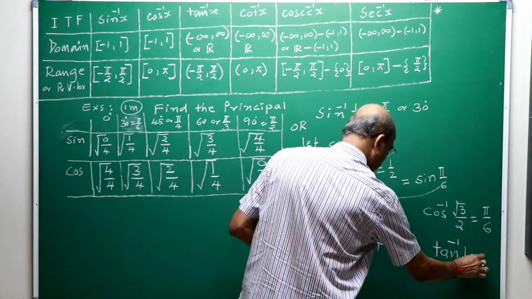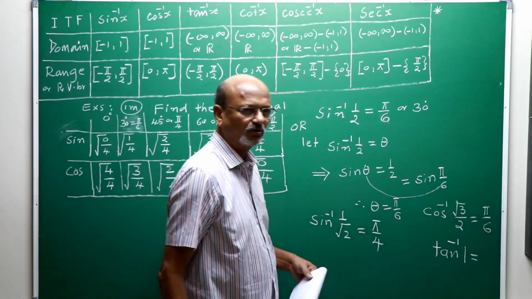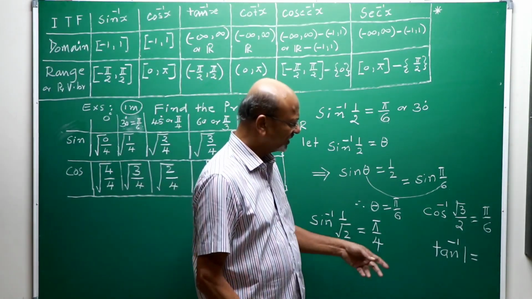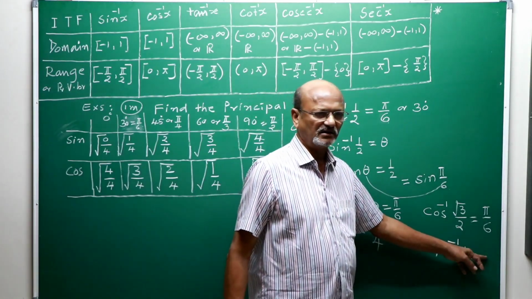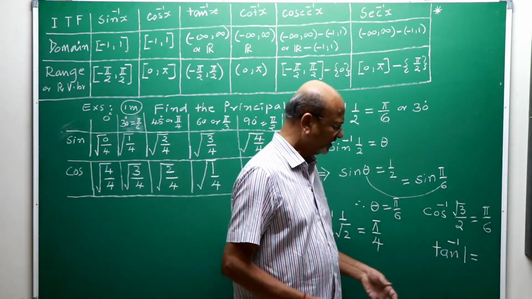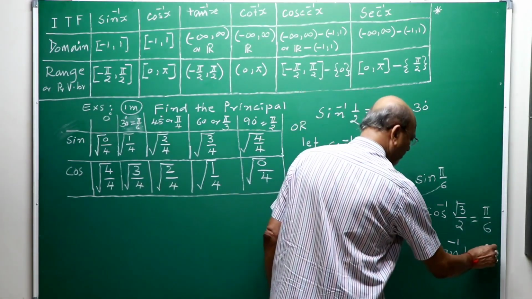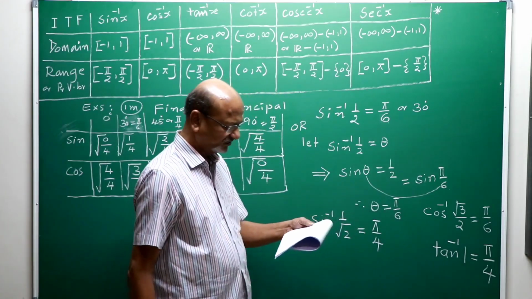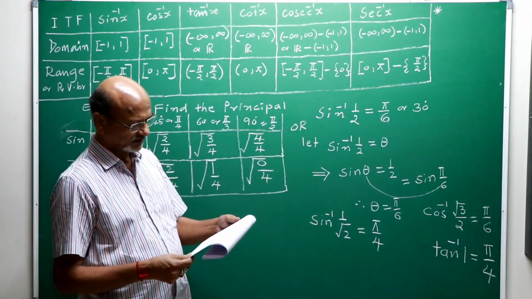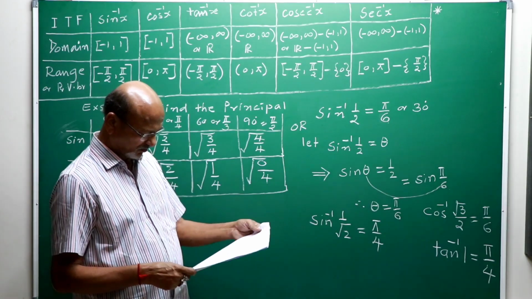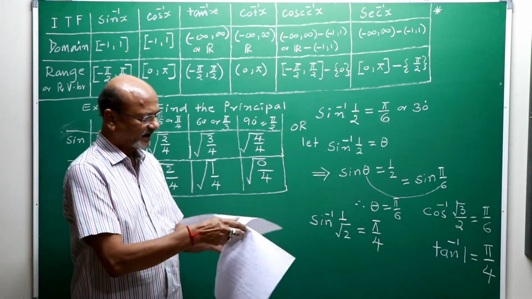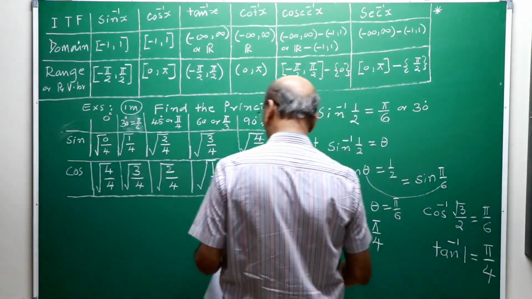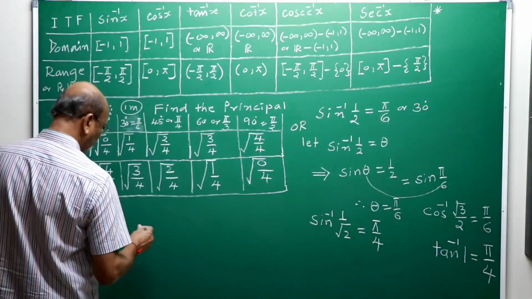Tan inverse 1. My friends, I told you all inverse functions are angles. In this case, tan inverse 1 is an angle whose tan is 1. What is it? 45 degrees or pi by 4 radians. Yes, my friends, if you want one more, it is cot inverse root 3.